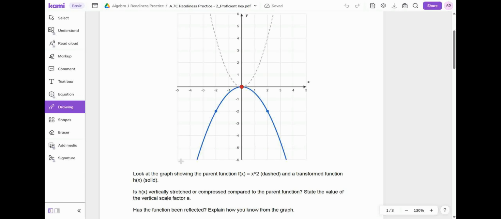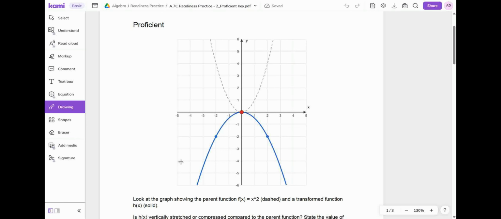So we've got two different graphs here. The parent function of f of x equals x squared is going to be right here. It's going to be this dashed line. And then I've got a transformed function, right? So our f of x is our parent function, and we can call the other a transformed function. Sometimes we might call it a child function. It's going to be this, h of x. But we did some things besides just flipping it over the x-axis. We did some other things. It doesn't seem like it's quite as, it's wider than the other one. So let's talk about that.